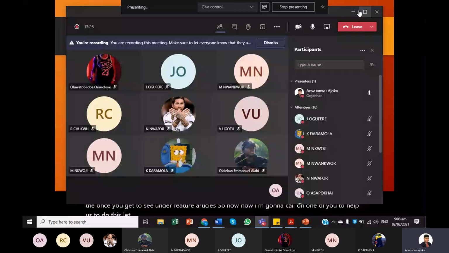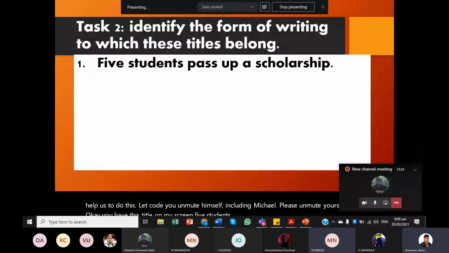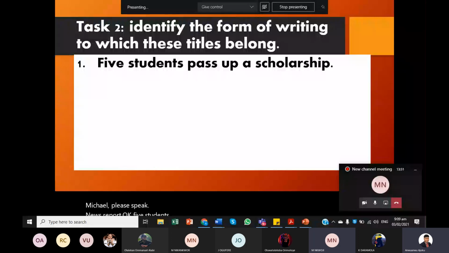Okay, you have this title on my screen: 5 students pass up scholarship. Now, does this fall under a feature article or a news report? Michael, please speak. News report. Okay, 5 students pass up a scholarship. Now, Michael, why is it not under a feature article? Why can't we place it under a feature article?